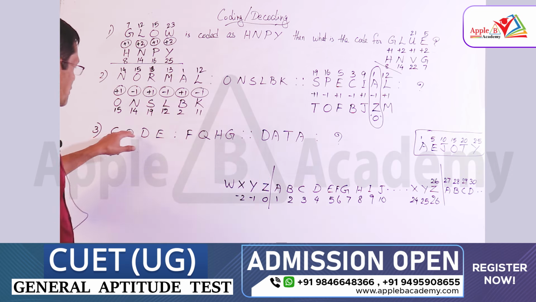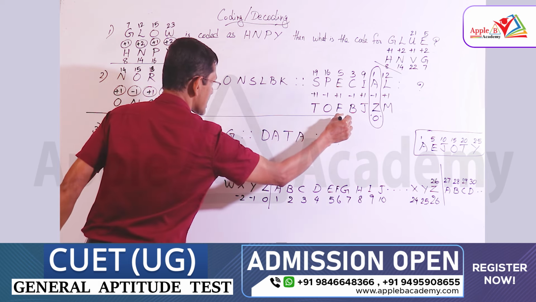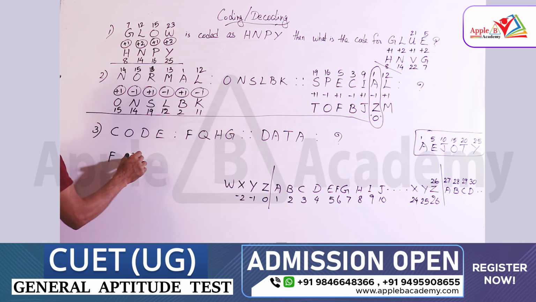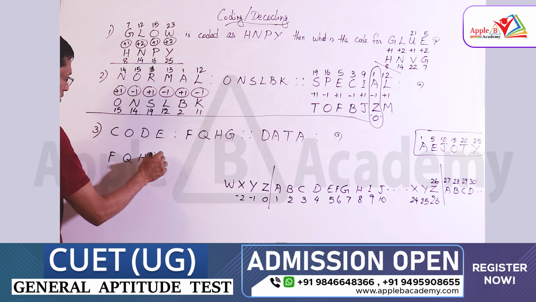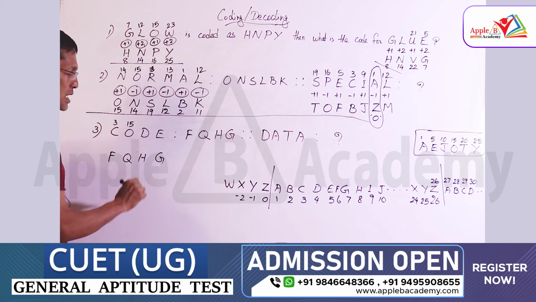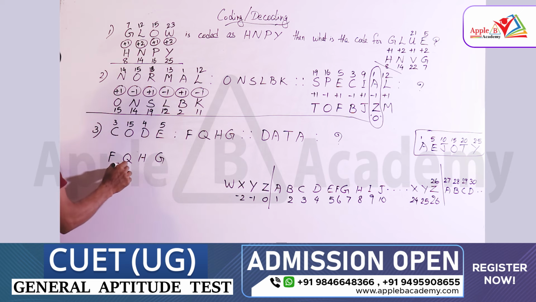Okay, anyhow, so next one, what we are looking at is code and data. So code is coded as FQHG. So what is the code for code? It is F, Q, H and G. Well, position value 3, and O is 15, D 4 and E 5. And F is 6, this is 17, and this one is 8, and this one is 7.